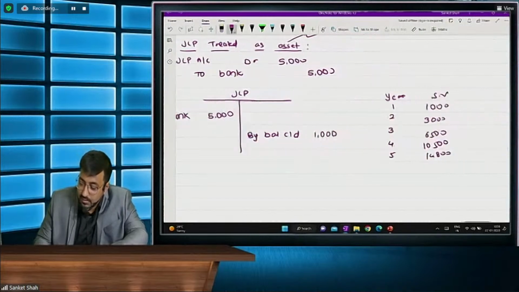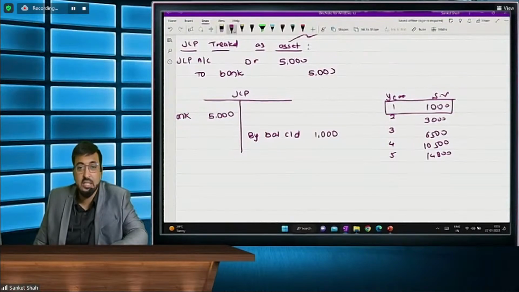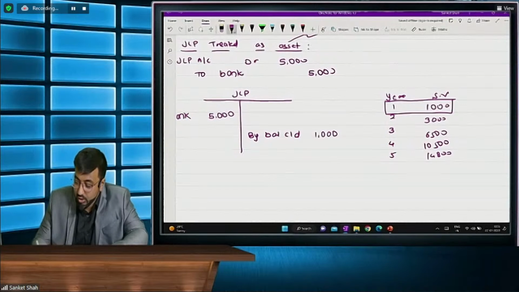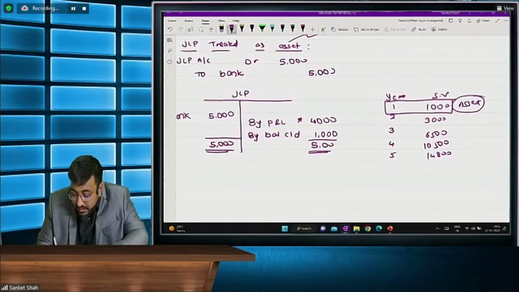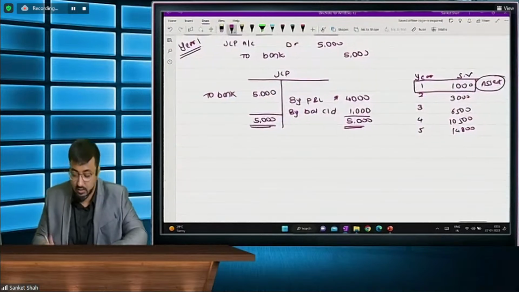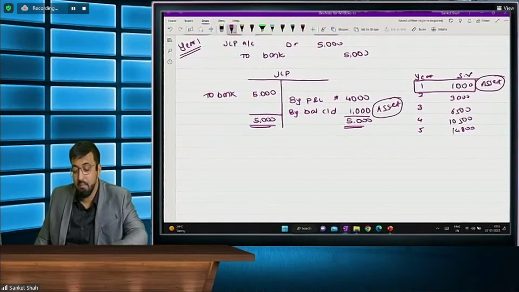So in first year, what is the surrender value? 1,000, and I will transfer 1,000 as a buy balance carried down. So I will show it as an asset. What is the balancing figure? By P&L, balancing figure is 4,000. So out of 5,000, I will show asset rupees 1,000, and my balance in P&L will be 4,000.